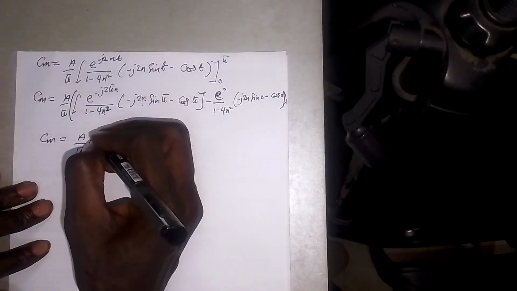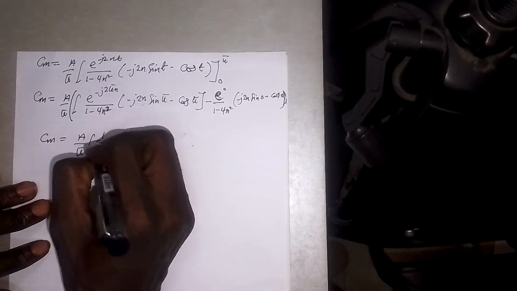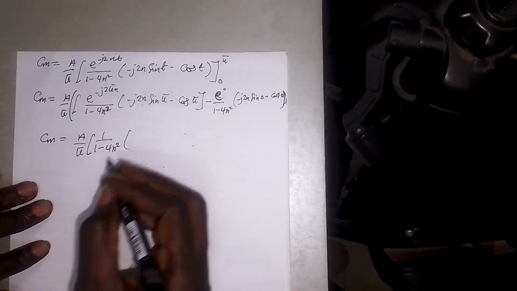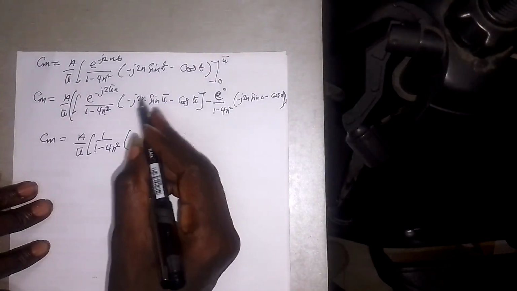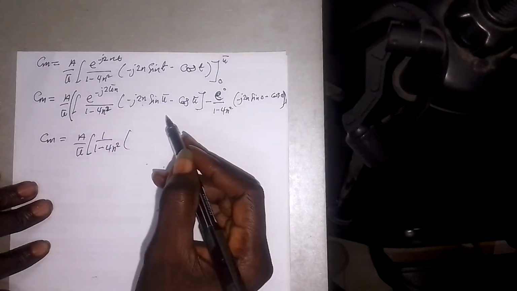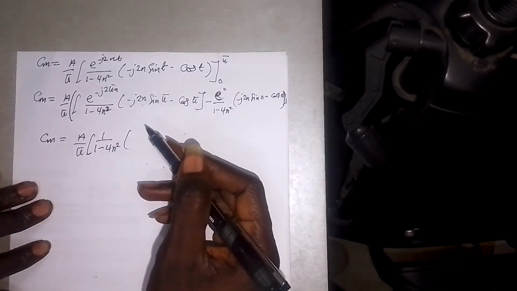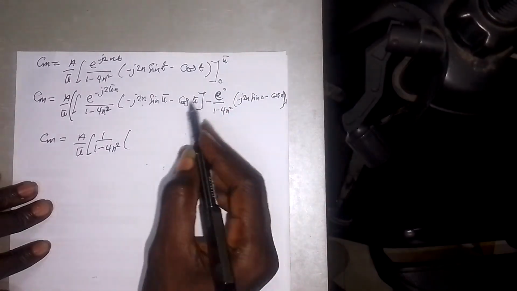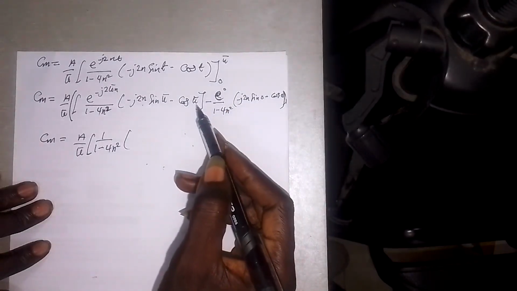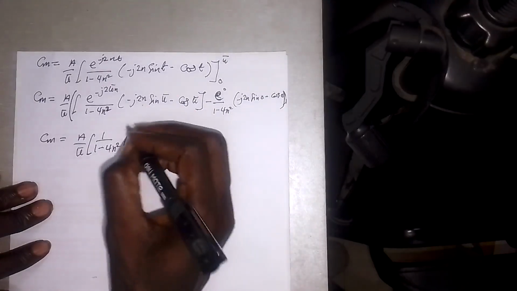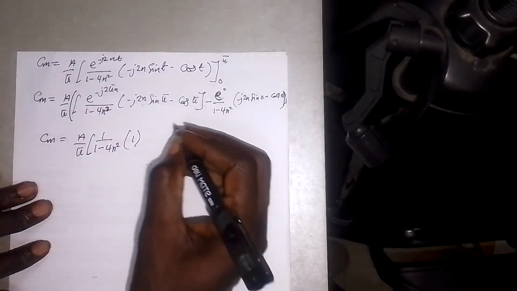So that means I'm going to get 1 over 1 minus 4n squared, into minus j sine pi. Sine pi will always be 0. And then what is cos pi? Cos pi will always be minus 1. So minus minus becomes positive. That is what I get here.